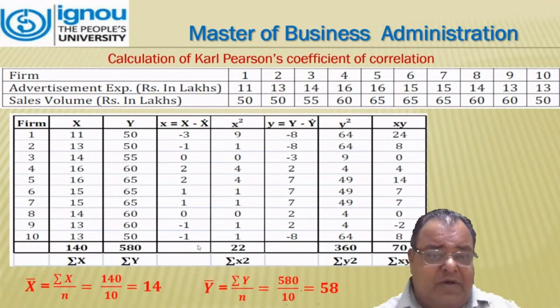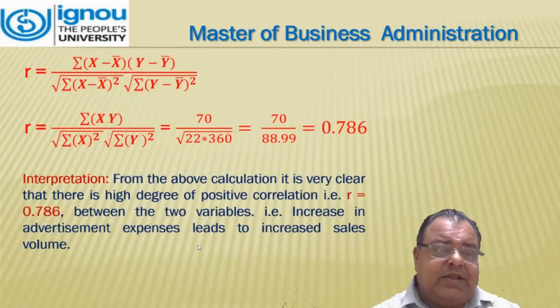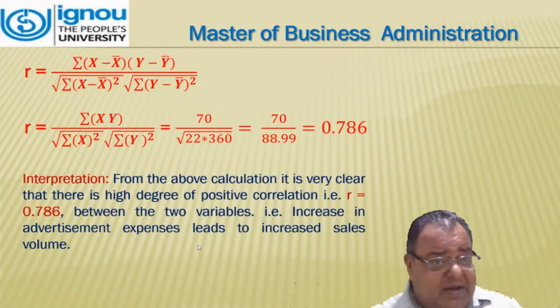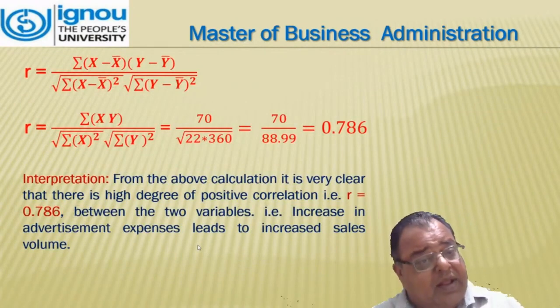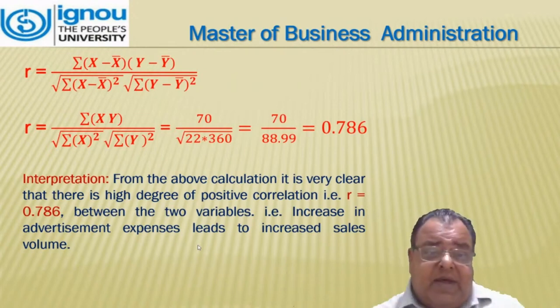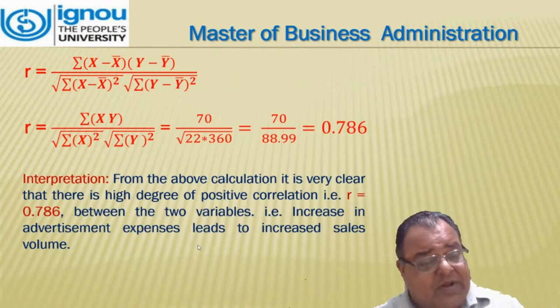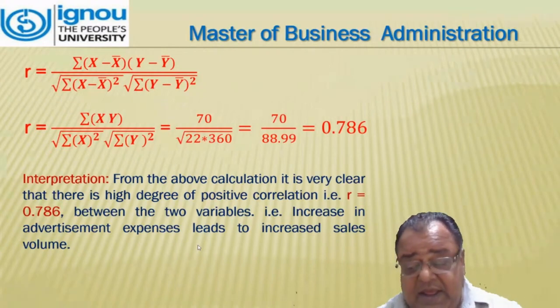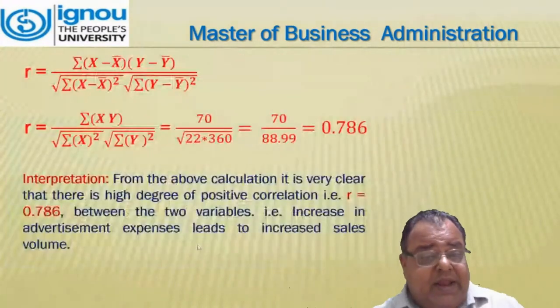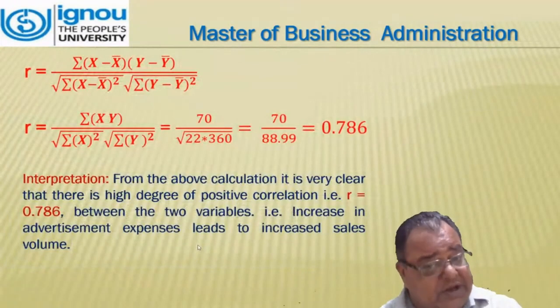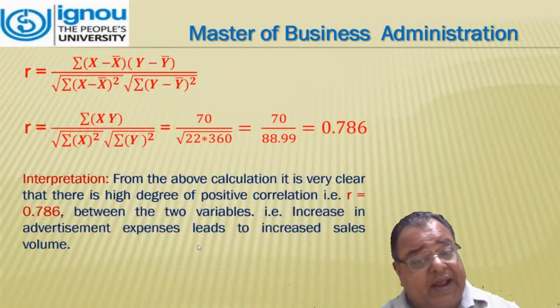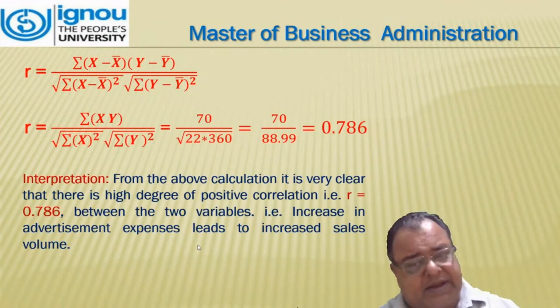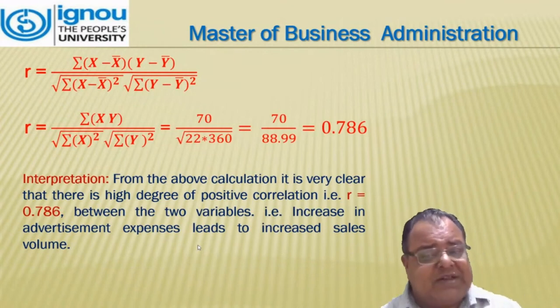Now we will go to the formula. Here you see r is equal to summation of x minus x bar into y minus y bar upon under root summation x minus x bar whole square into summation y minus y bar whole square. Summation xy is 70, summation x square is 22, summation y square is 360. We don't have to square anything over here because we have already calculated it. 70 upon the under root of 22 into 360. After solving the under root, we get 88.99, which can be said as 90. So 70 divided by 90 is 0.786.